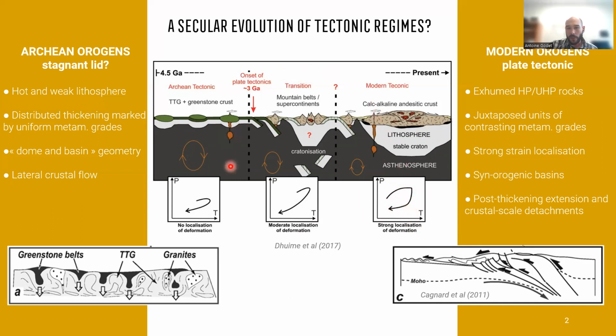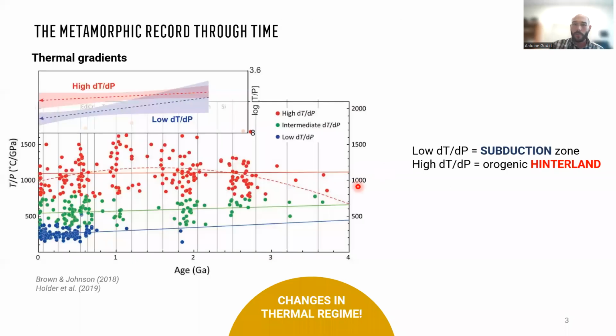And in the middle of that, we don't know. Was it a transition? Was it a certain metamorphic style, tectonic style? When did that transition happen? For how long? What was the thermal condition on the crust? Still a lot of questions to be answered. One way to answer that is to look at the metamorphic record through time.